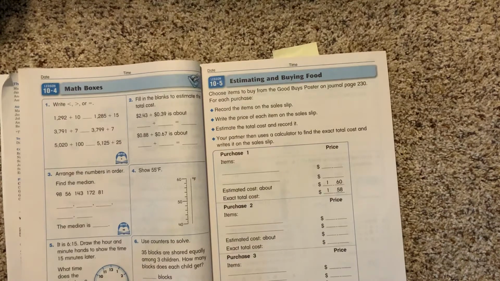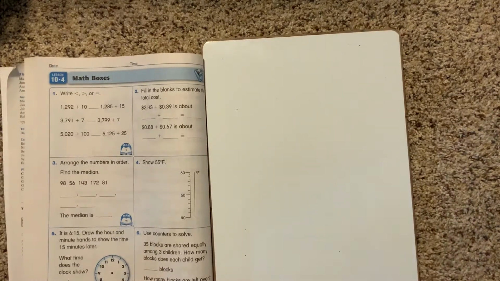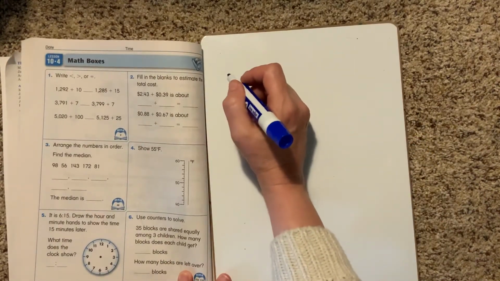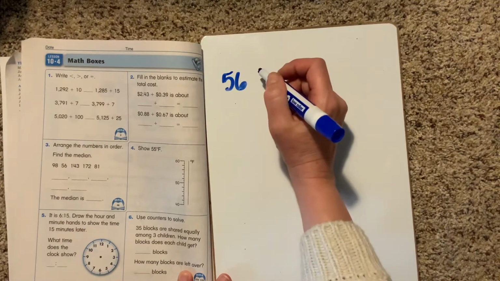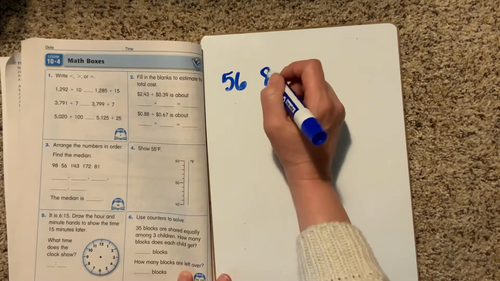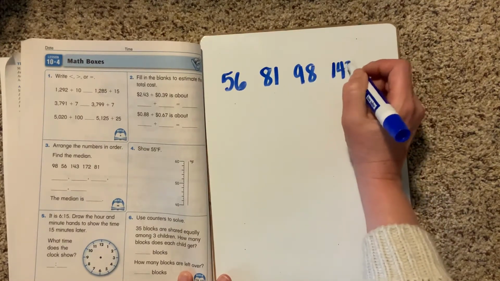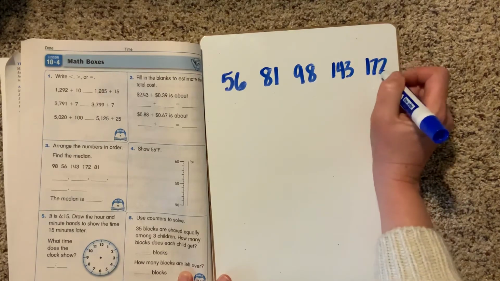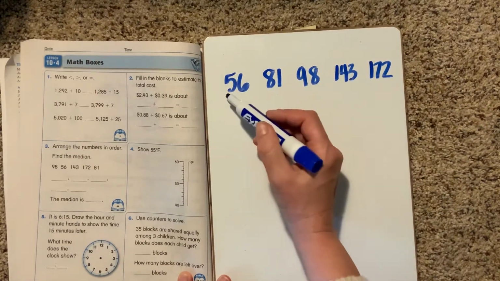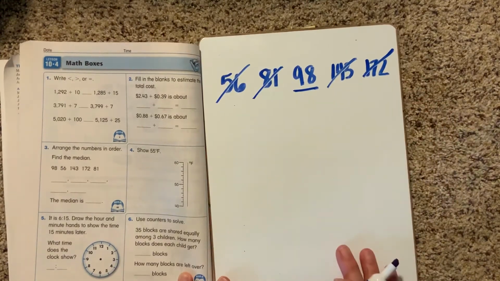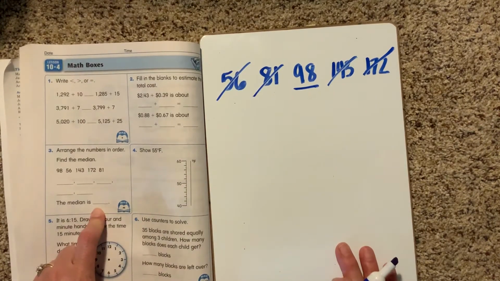Number 3, arrange the numbers in order. Find the median. Remember, what is the median? Tell somebody at your house. That's right, the median is the middle number. So we have to put those numbers in order. Again, I always put them in order from least to greatest. 56, 81, 98, 143, and 172. Then find the middle number. Take the big and the small. Your middle number is 98. The median is 98.